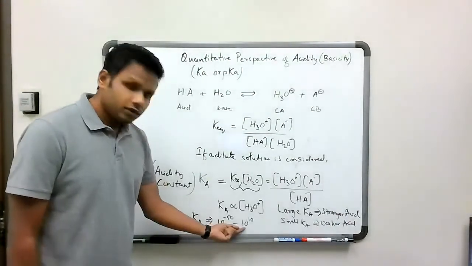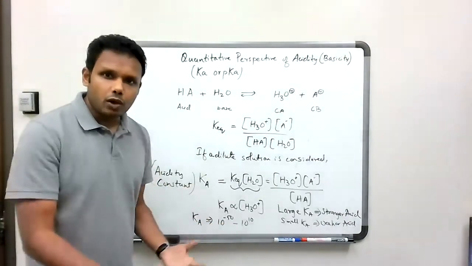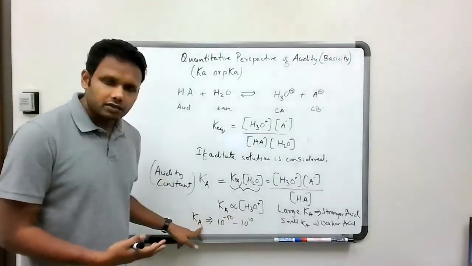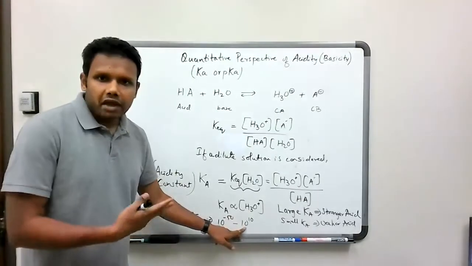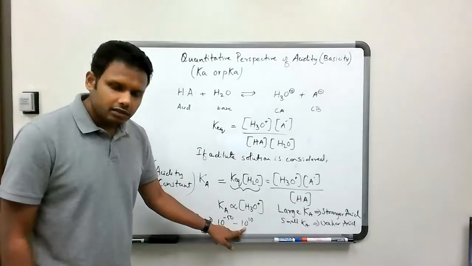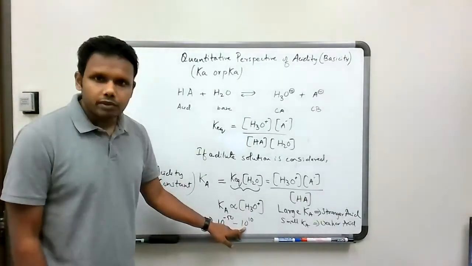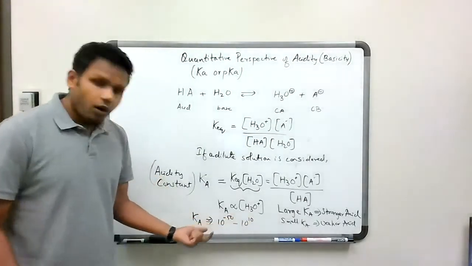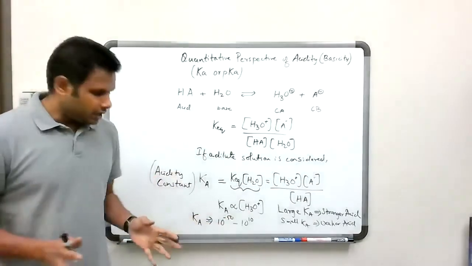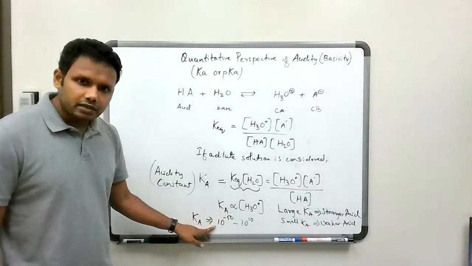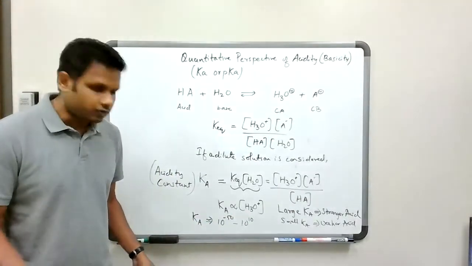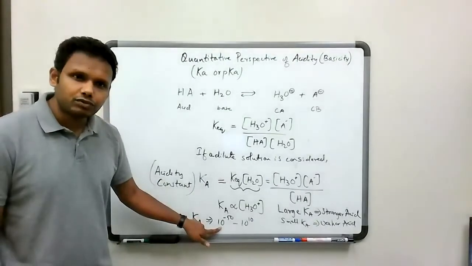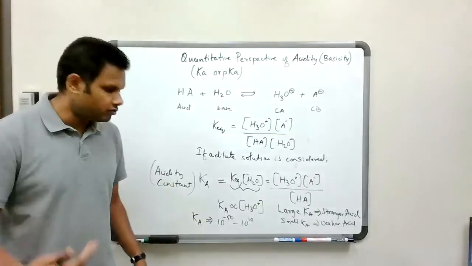So 10 to the power 10 would imply a strong acid. This is where most inorganic acids have their Kas. Like HCl, it's not 10 to the power 10, but it is pretty close, like 10 to the power 7 or something. HBr and HI would be in this range. Organic acids, which we haven't talked about that much, like hydrocarbons, alkanes for example, would have Kas around 10 to the power minus 50, which means they're pretty much not acidic. They're very weak acids.